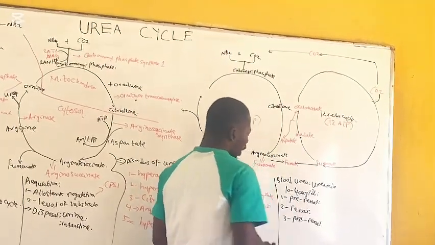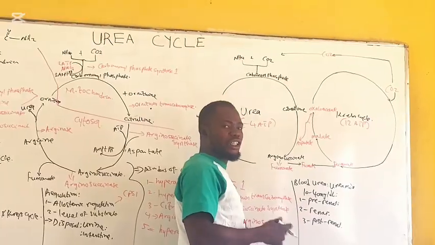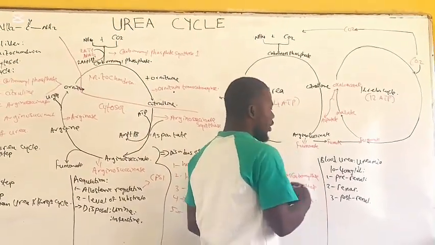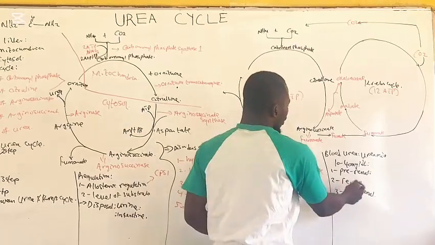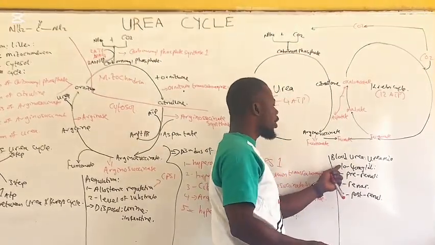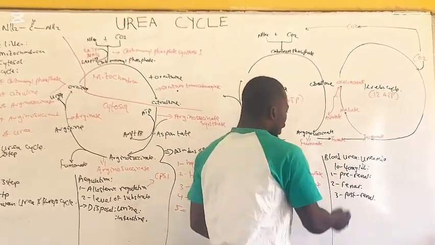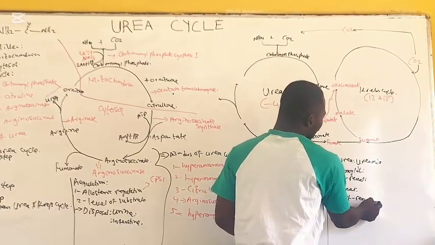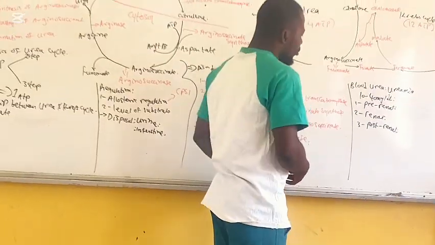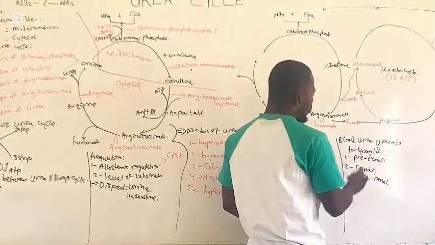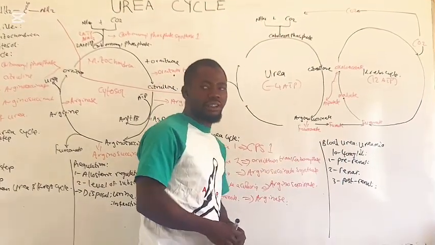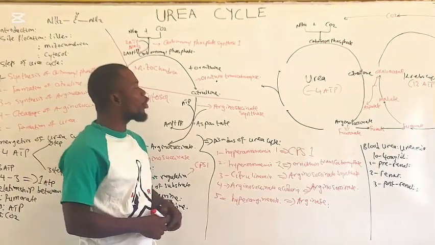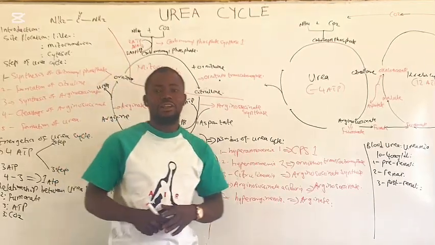Then for the renal, most of the renal diseases such as chronic nephritis, acute nephritis, or any of the renal diseases can lead to an increase in blood urea. While for the post-renal, any blockade at the lower urinary system can lead to increase in blood urea level, such as the enlargement of the prostate. So this is the summary of the urea cycle.